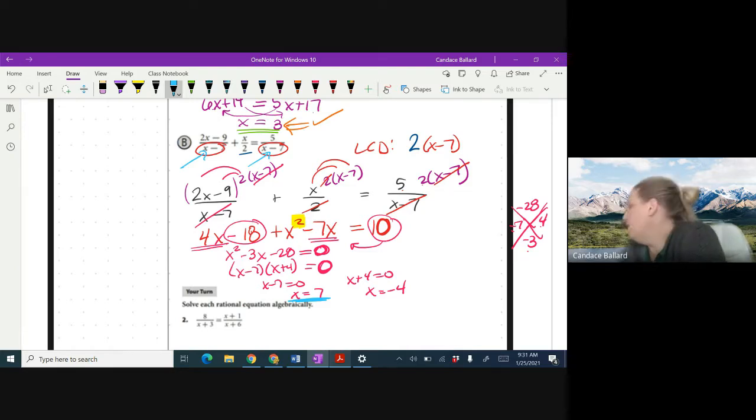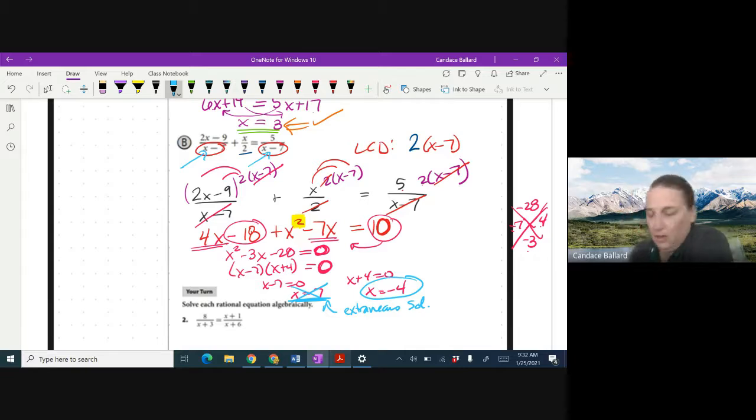You're not going to erase anything. You're not going to take anything out. All you're simply going to do is put a big X through it. And that's your signal to me that you understand that that's an extraneous solution. So you might want to put extraneous solution in your notes, but you don't need to write that. Just put an X through it. All right, and then the negative 4 looks fine, right? It's not going to make any of the denominators 0, so this is your final answer right there, just negative 4.